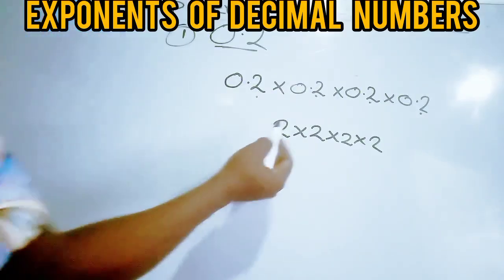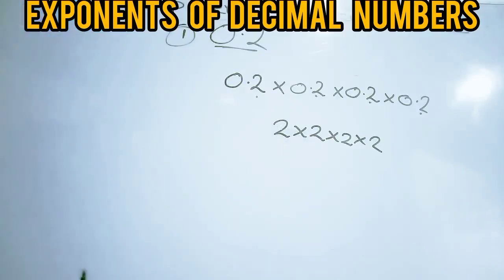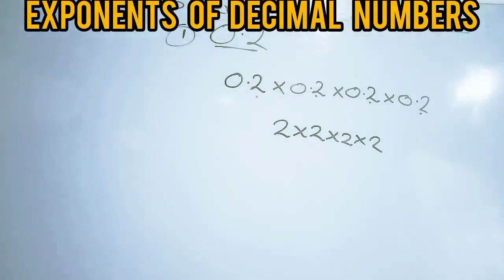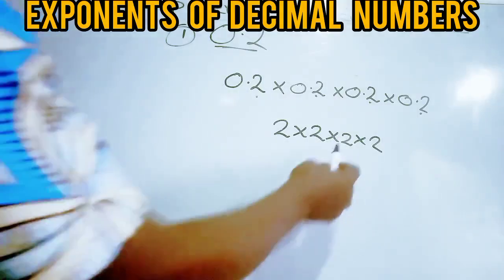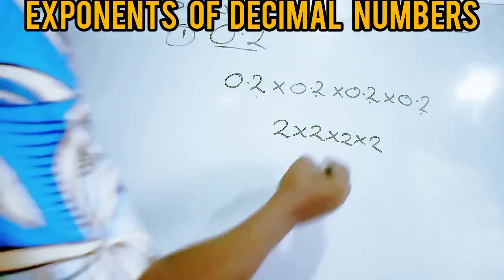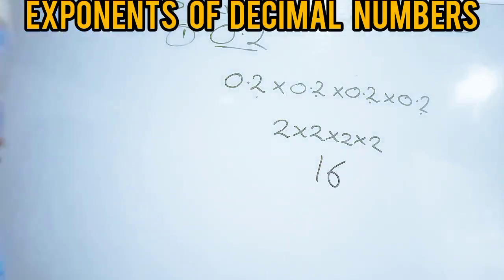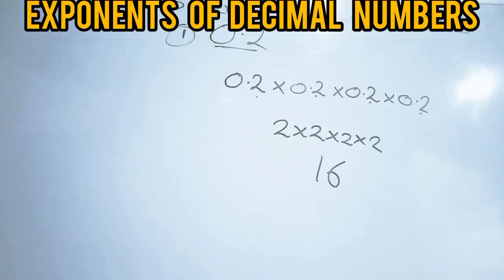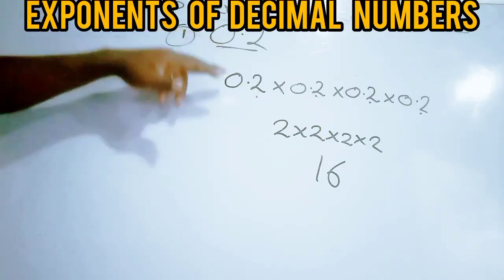What do we have? 2 times 2 will give us what? 4. 4 times 2 will give us what? 8. And 8 times 2 will give us 16. That's all. Now, it hasn't ended here. What you do again is that you then count the number of decimal places that we are having in the question.